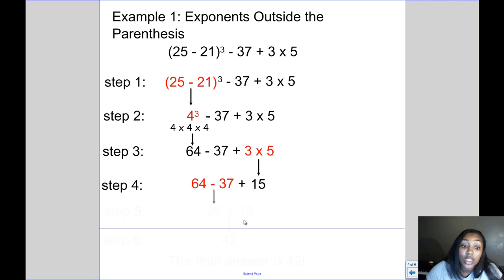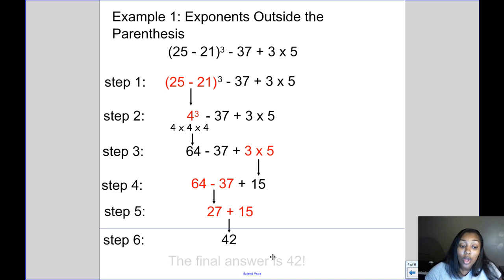So we're going to do 64 minus 37 first, and that's actually going to be our next step, and that's going to give us 27, and then we're going to bring down the plus 15. Now we're on to our very last step. So now we're simply going to add 27 plus 15, and that gives us 42, which means that our final answer is 42. So 25 minus 21 to the third power minus 37 plus 3 times 5 gives us a final answer of 42.